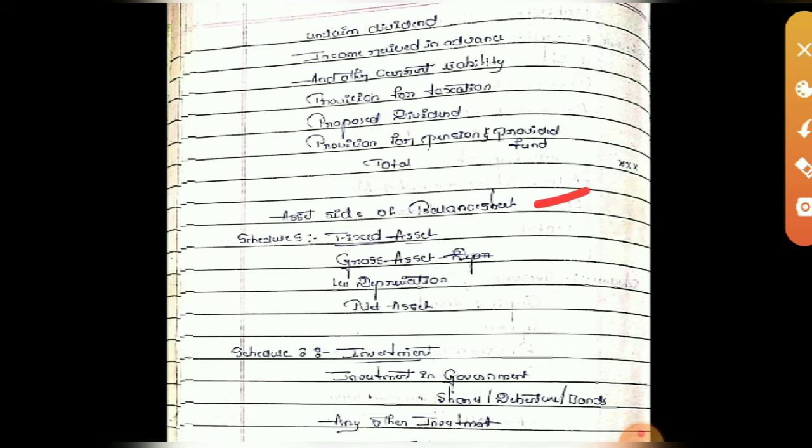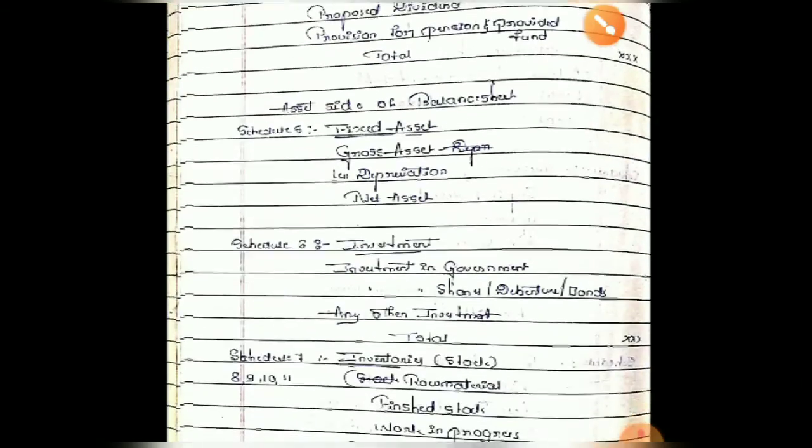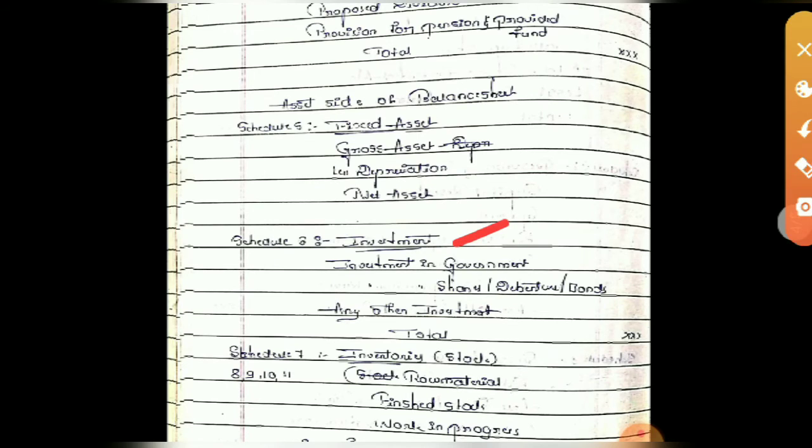Then you have to go to the asset side now. In the asset side, schedule 5 is the starting one. Schedule 5 is concerned to fixed assets. First you have to write the total fixed assets, then you have to deduct less depreciation. After deducting depreciation, net asset value will come, that you have to take here. So that is schedule 5. Then schedule 6 is concerned to investment. Investment in any government bonds, shares and debentures, if any other investment, that you have to consider under schedule 6 and total it and bring it into the outer column.